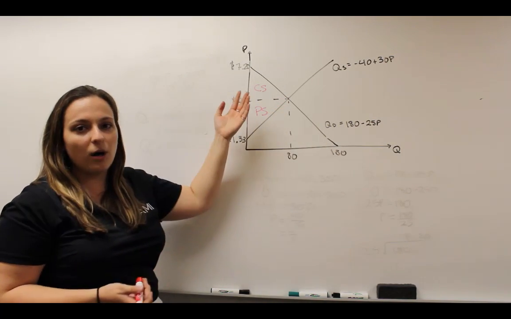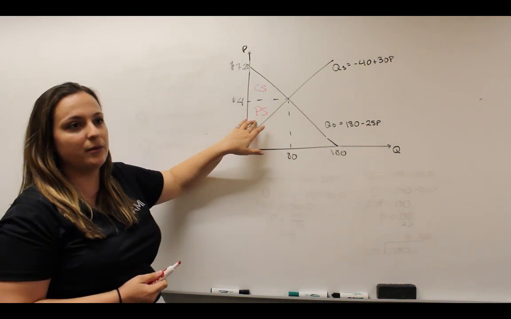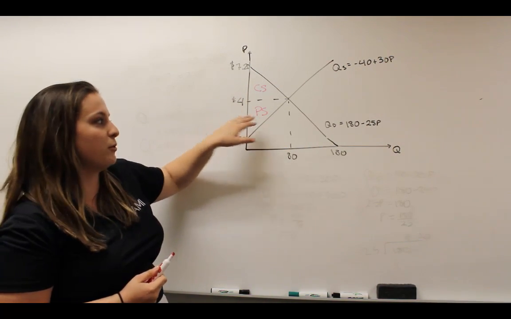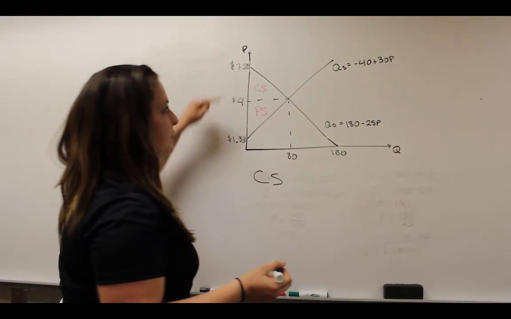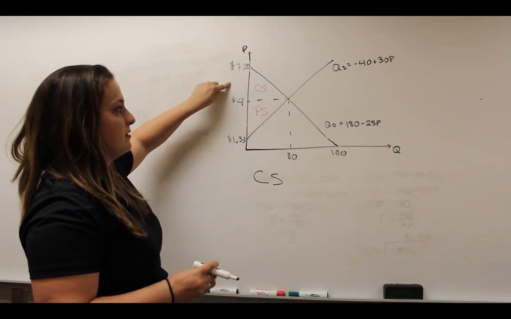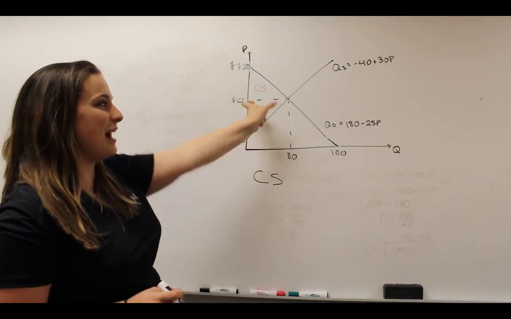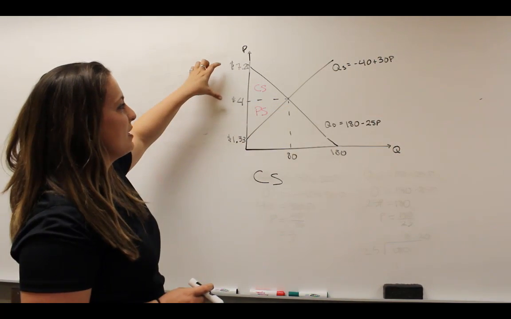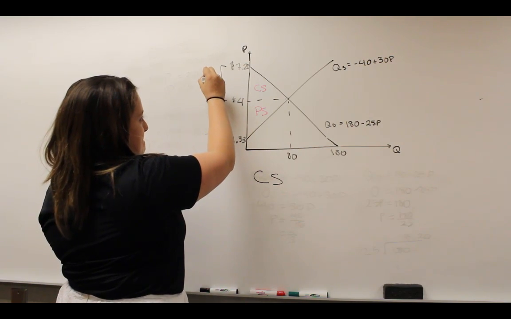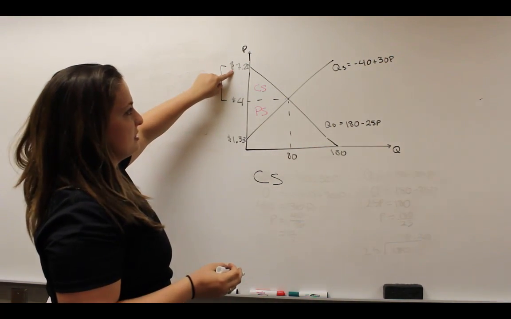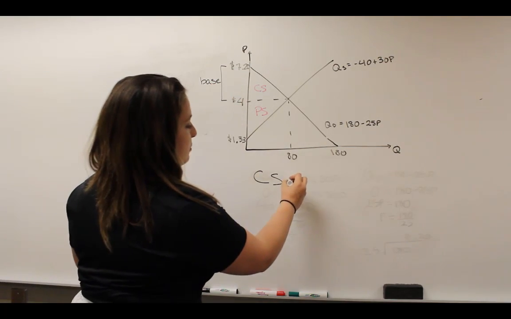To solve for the area, which would represent the total either producer surplus or consumer surplus, we're just going to find the area of the triangle. To find our consumer surplus, we're first going to find the base times the height of the triangle. We know that the base here, I'll write this out, is just the difference between $7.20 and $4. So we'll write this out.